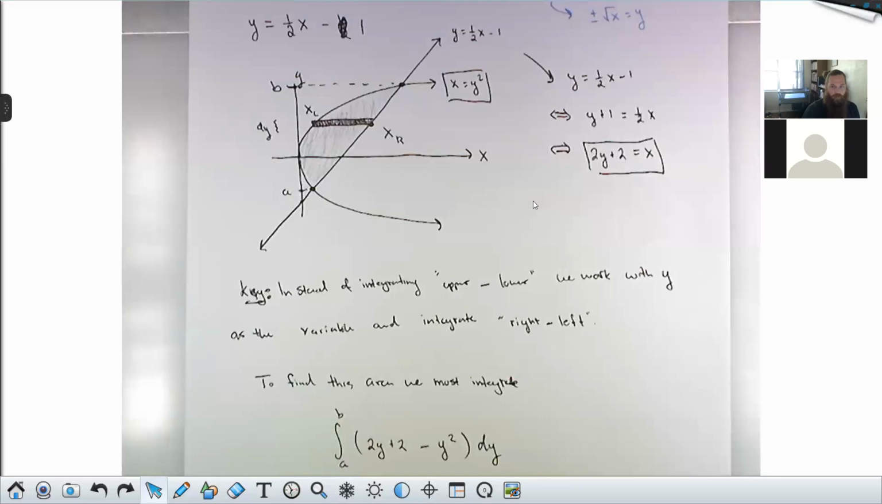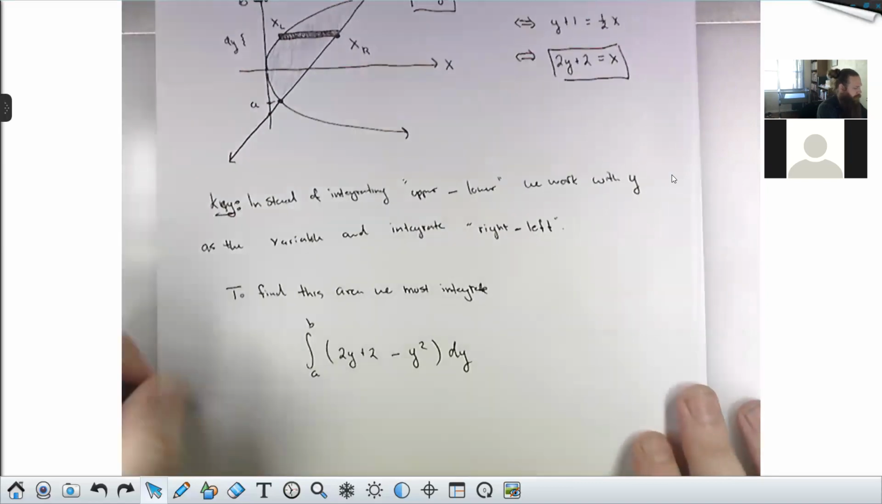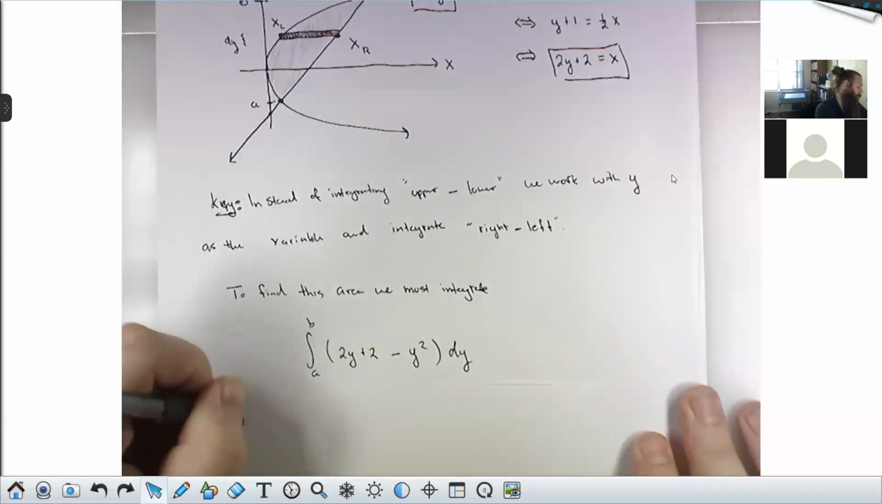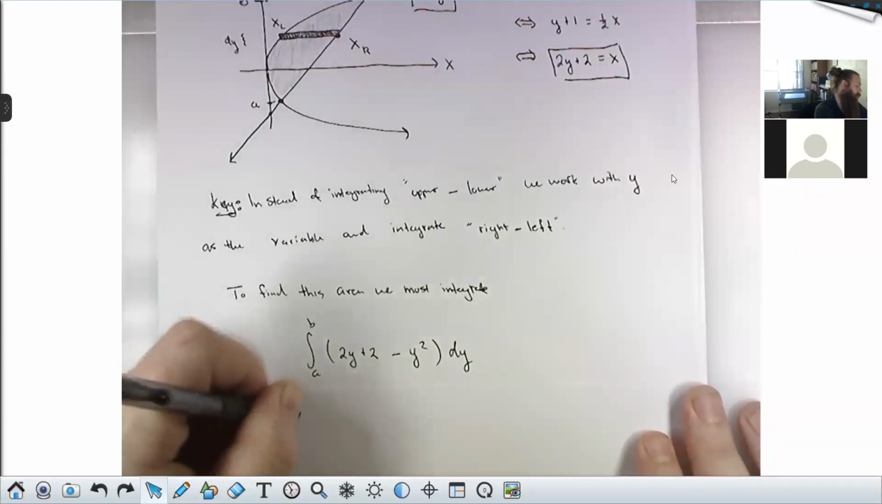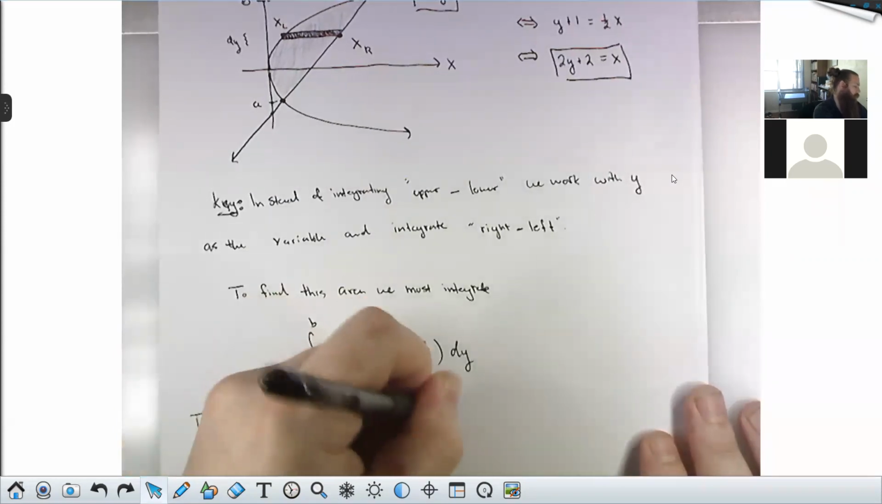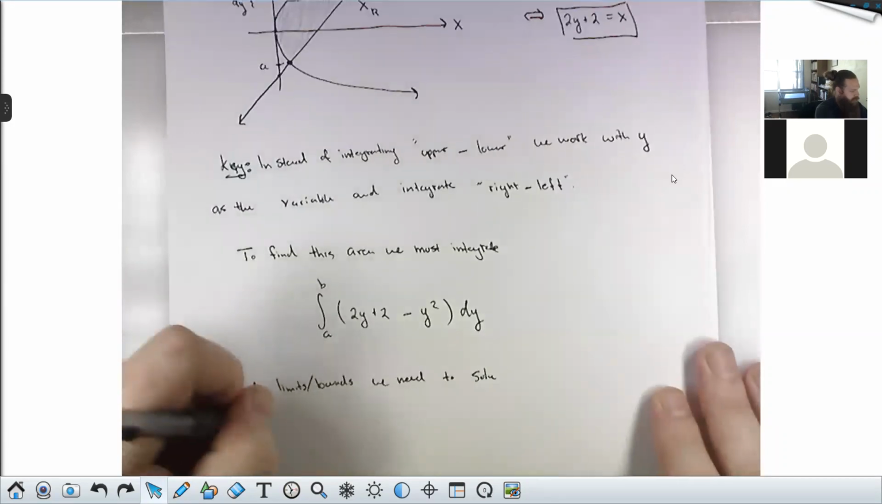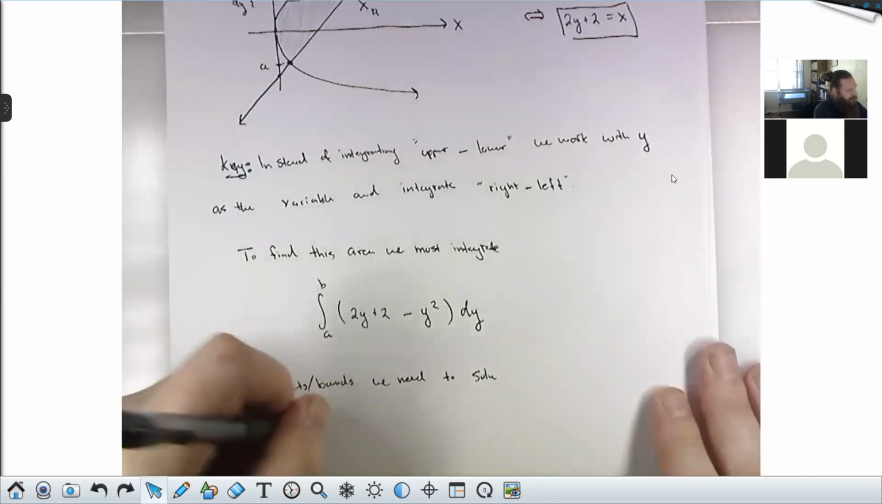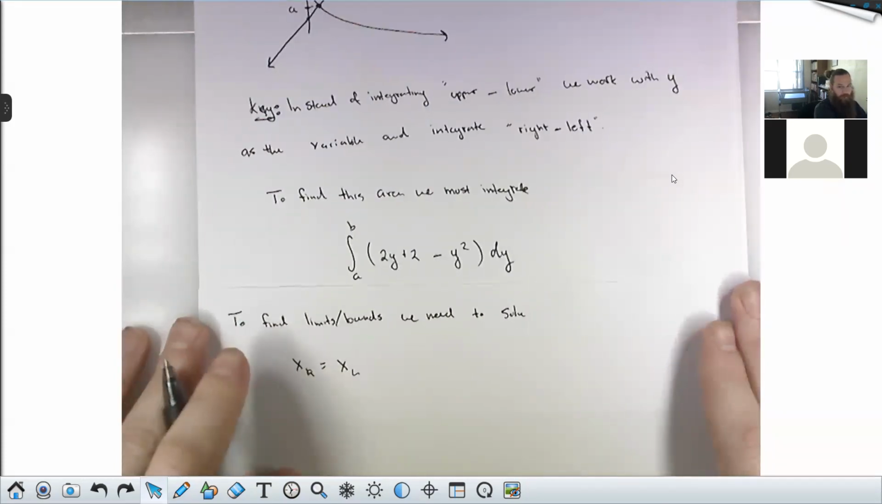The y values where these curves intersect. Yeah, very good. We set the equations equal to each other. So I'm going to take y squared and set it equal to 2y plus 2. So let's do it. Find the limits, the bounds. We need to solve xr equals xl, right? Where's the left curve equal to the right curve?